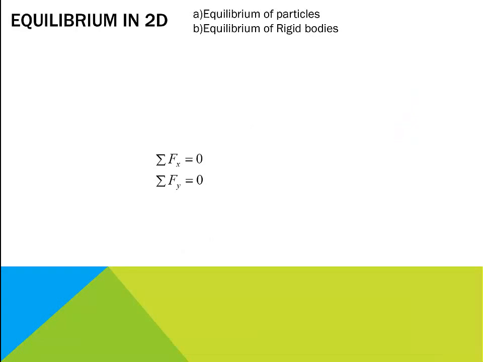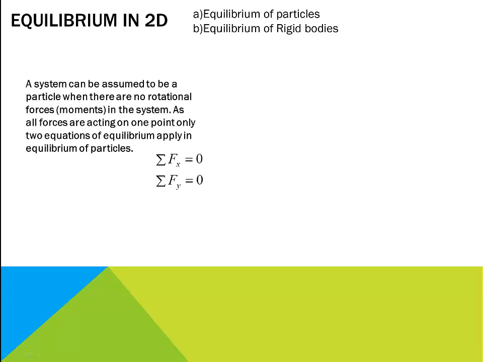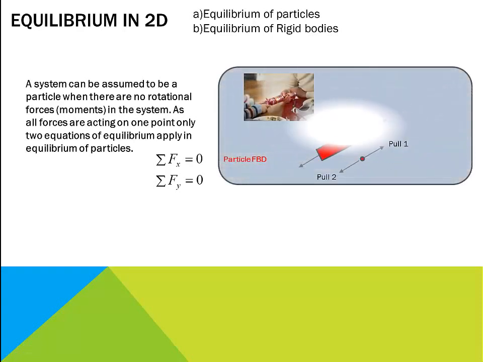Equilibrium in two dimensions can be further divided into two parts: equilibrium of particles and equilibrium of rigid bodies. A system can be assumed to be a particle when there are no rotational forces or moments in the system. As all forces are acting on one point only, two equations of equilibrium apply in equilibrium of particles.